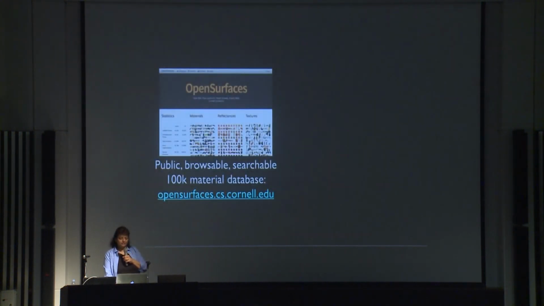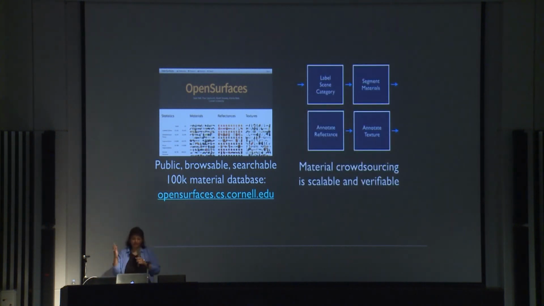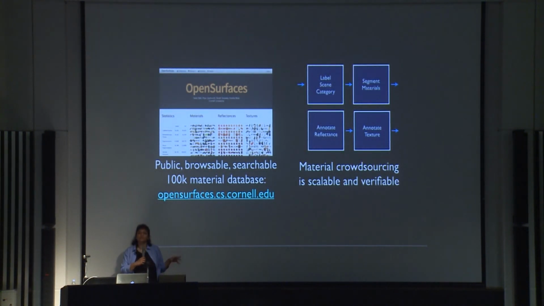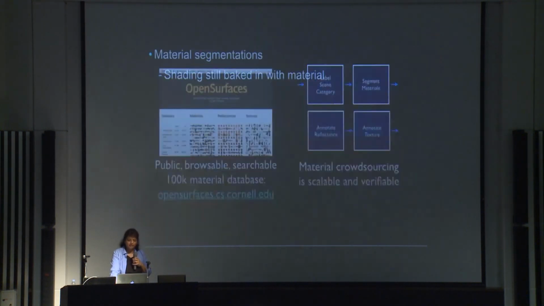Okay, so the title now says summary. And so this is a summary of this part of the talk. It's a public, browsable, searchable, 100,000 material database. That's the website, and you can go and run with it. We've actually also posted our code there. So if you want to run tasks yourself using our code, you're welcome to do so. When we first started, we weren't sure that we could get good data and that crowdsourcing was going to give you reasonable material data. And we feel pretty good that actually that is possible. It's possible to scale and get verifiable, pretty good quality results out of this process. So that was good. We had this data.